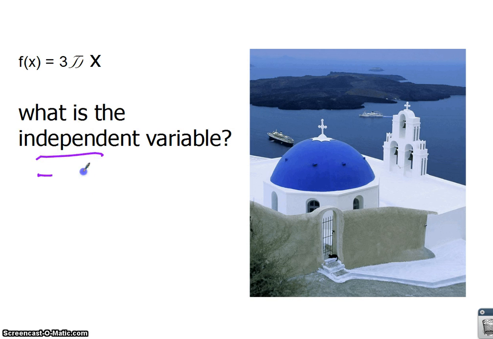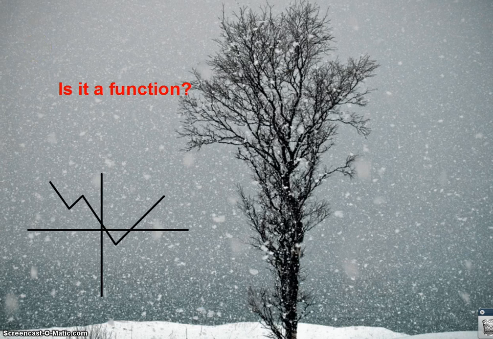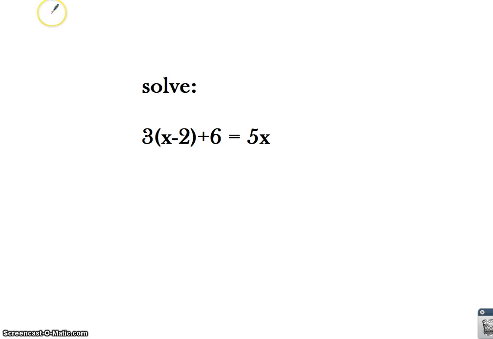The independent variable is, remember, your x. It's what's in the problem. So your answer here is just x. This right here is pi. It is not a variable. It is a value. It's like a constant. Is this a function? Remember, you're going to use your vertical line test, and it does pass the test. So yes, it's a function.